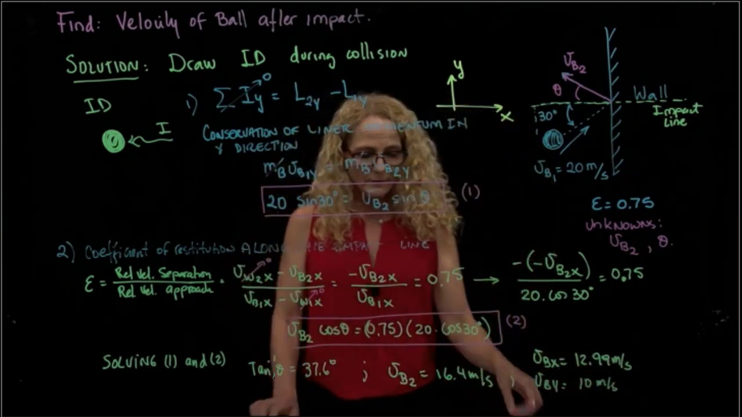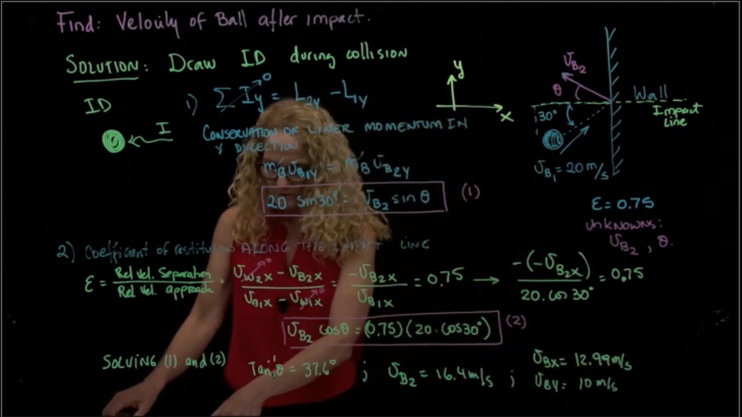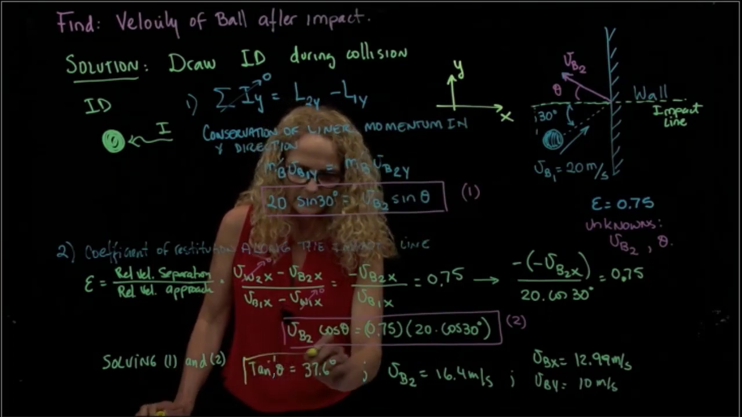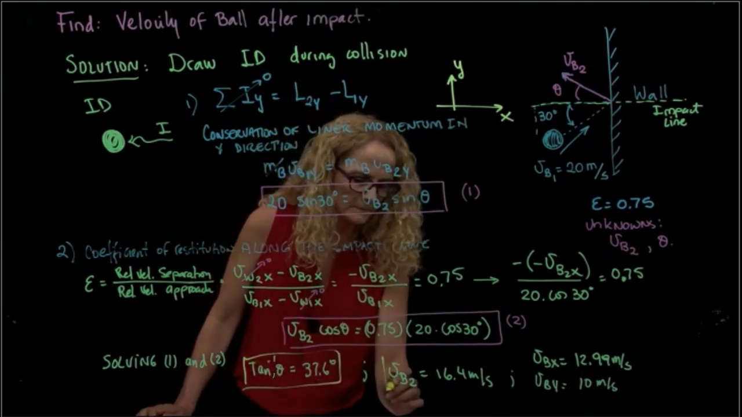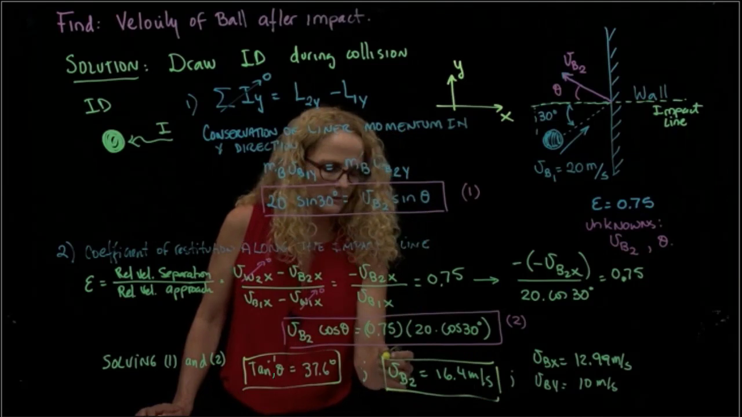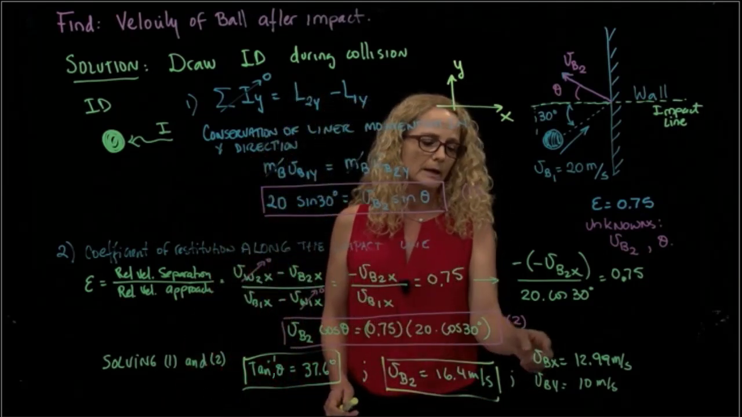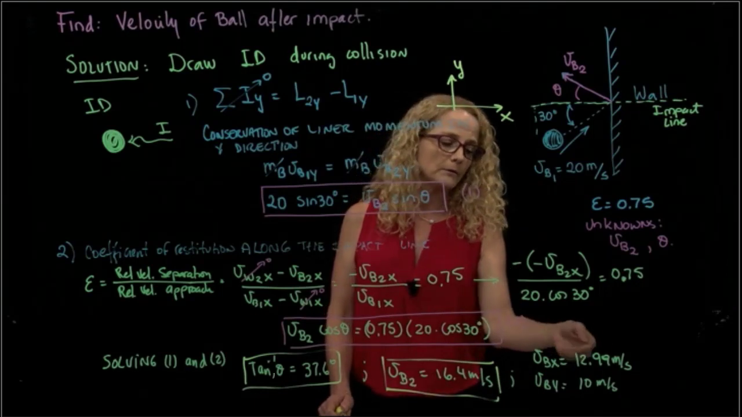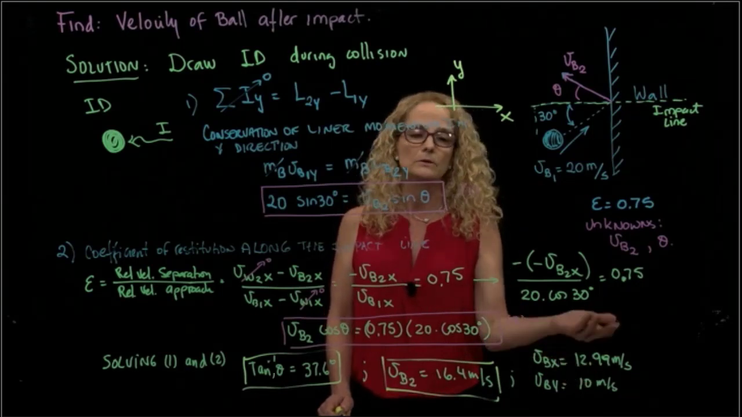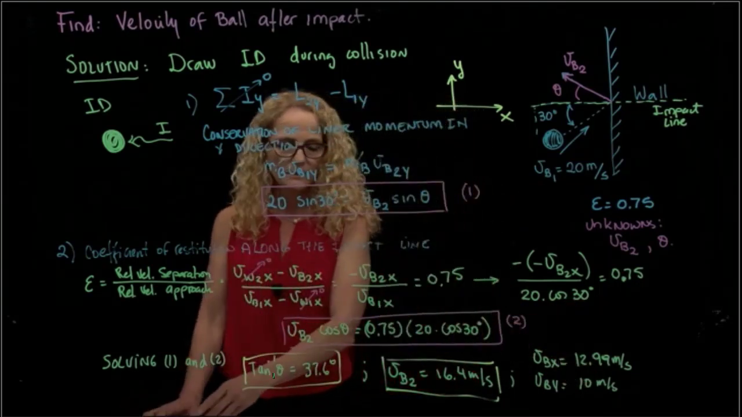Okay, so those are the results. The final results that we were looking for are those two. Remember, you can relate those two also by taking the square root of the first squared plus the second squared. So that's the definition of magnitude.